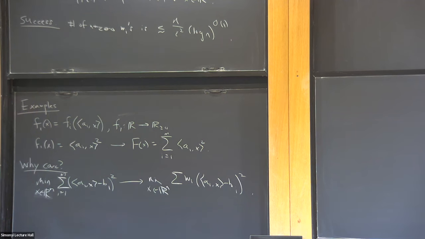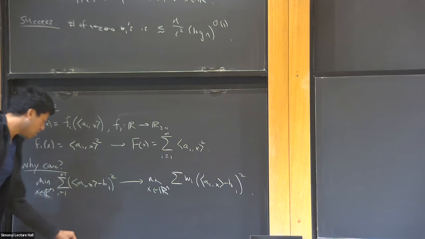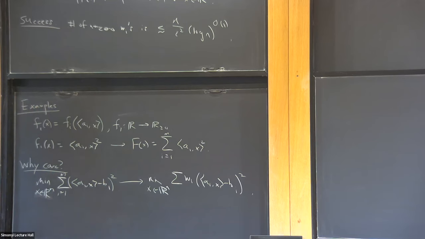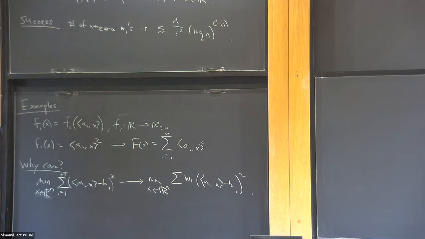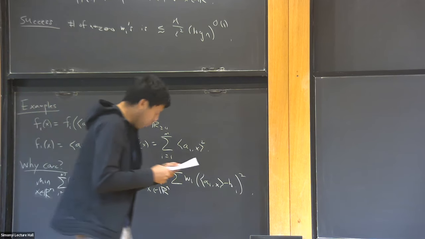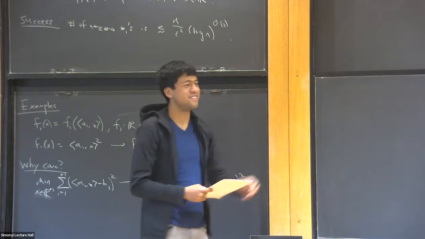Why do you insist on using the original functions weighted? Why not use other functions? Why do I insist on using the original functions weighted? That's a good question. For that, let me go on to the next part just for a little bit.